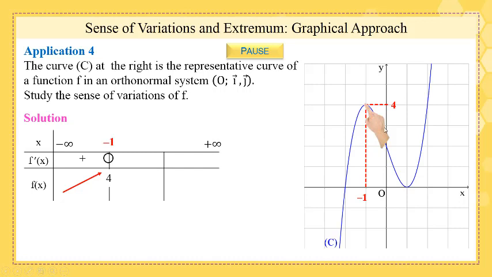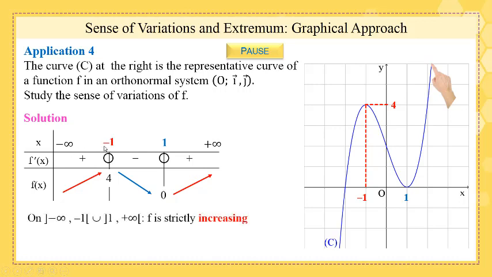Then f is strictly decreasing, which means that f prime is negative. It decreases till the minimum point of abscissa 1 and ordinate 0. Then f continues increasing, which means that f prime is positive. Thus, f is strictly increasing on -infinity, -1 union 1, plus infinity. f is strictly decreasing on -1, 1.